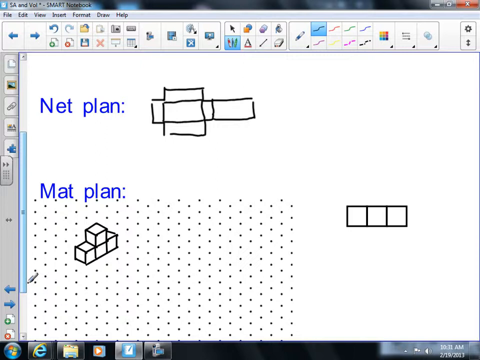Versus a mat plan is telling me how are my boxes stacked to make my figure. So if I have this picture, my mat plan going from left to right would be a 1, 2, 1. So this would be the mat plan of this 3D picture.